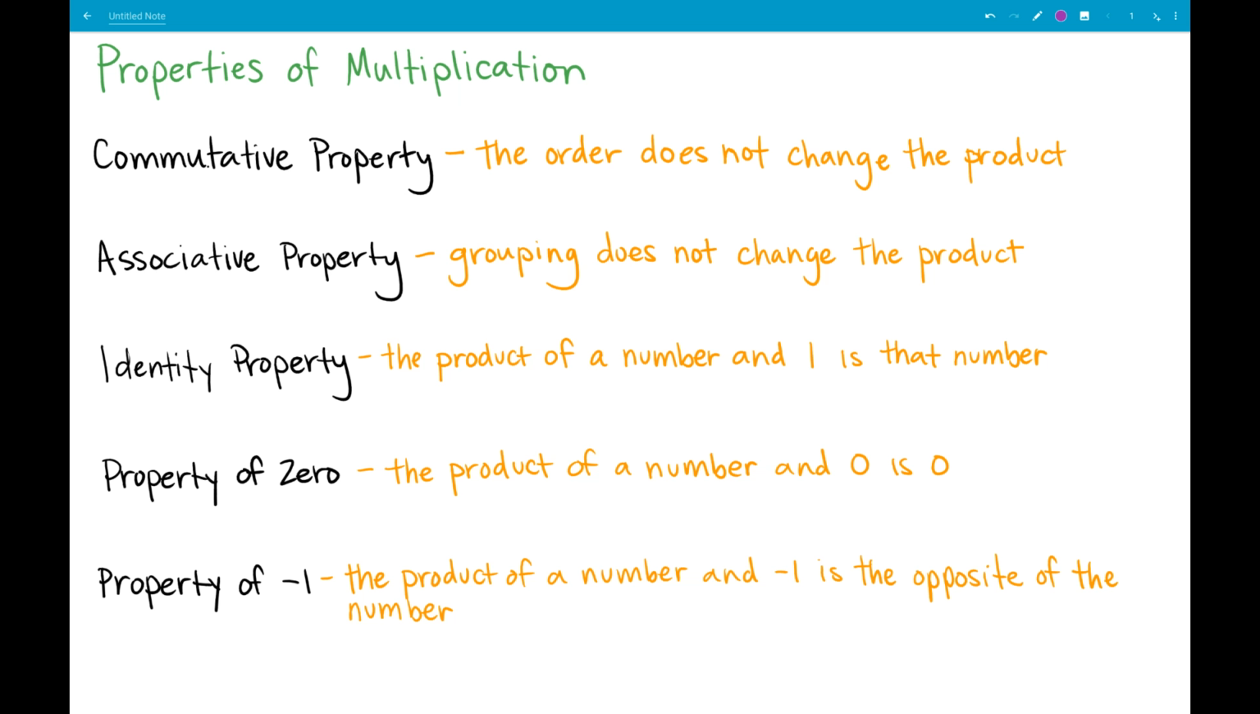In this video, we will be talking about the properties of multiplication. As you see, I have written out the 5 properties here. Now we'll go through and do an example for each one.